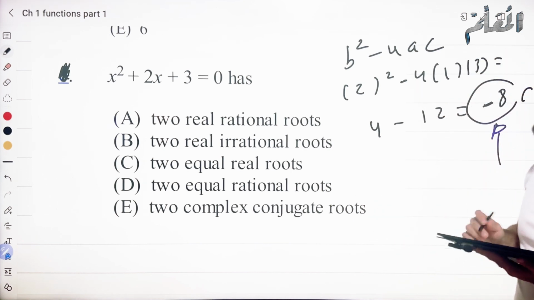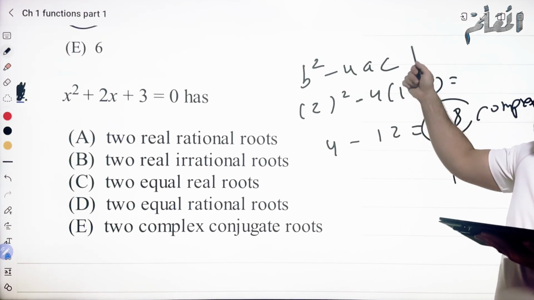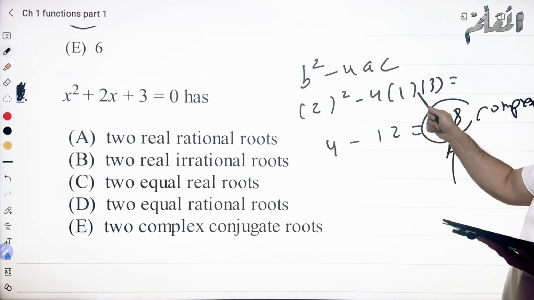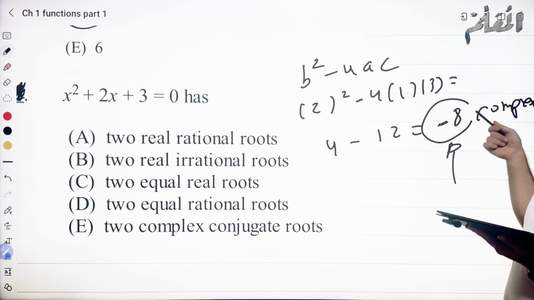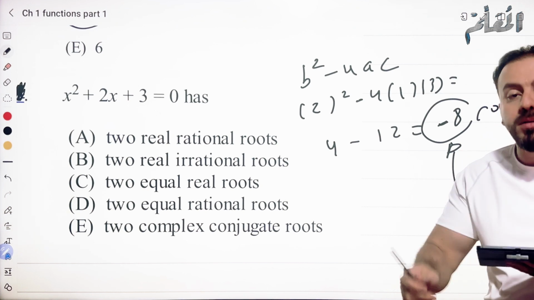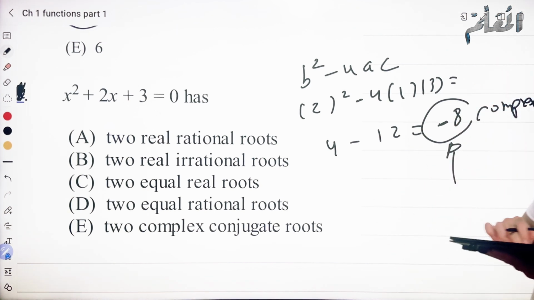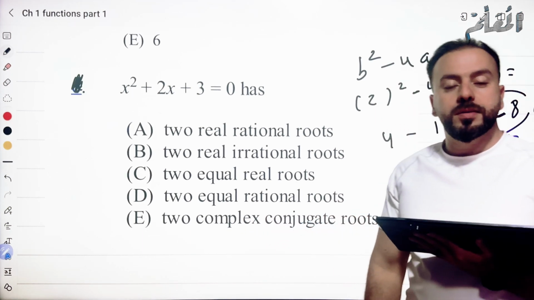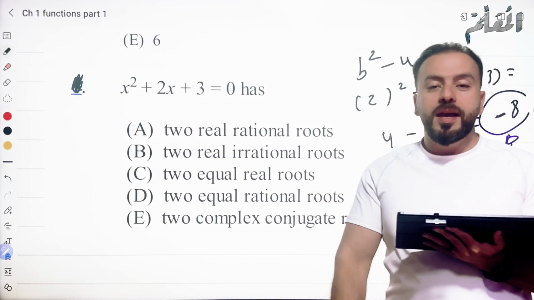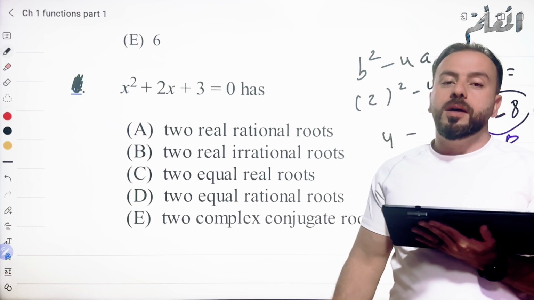Or you can do it the manual way, b squared minus 4ac, so 2 squared minus 4 times 1 times 3, and that equals 4 minus 12, which is negative. Since the discriminant is negative, the answer in this case is two complex conjugate roots. Okay, this again is the M2 course.